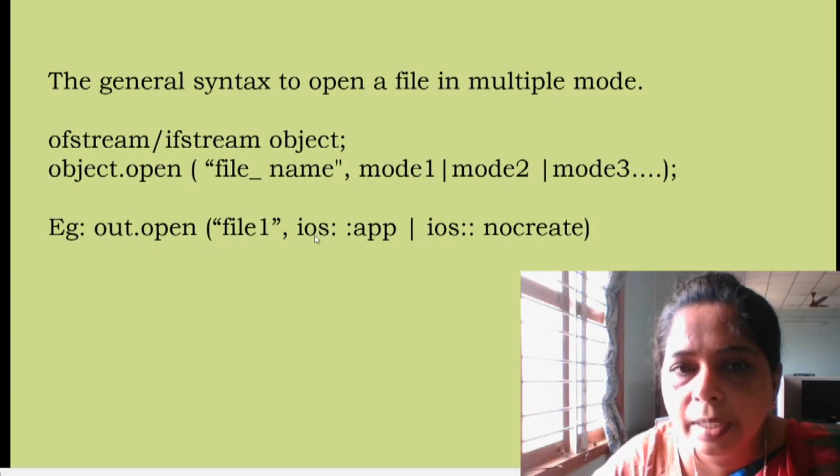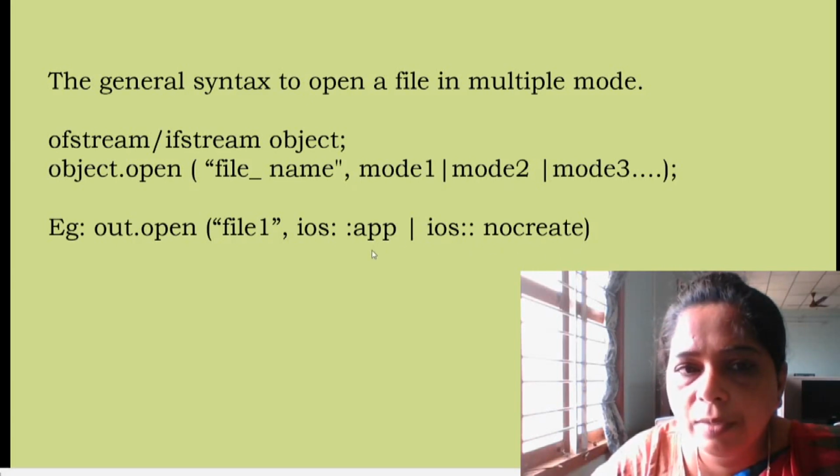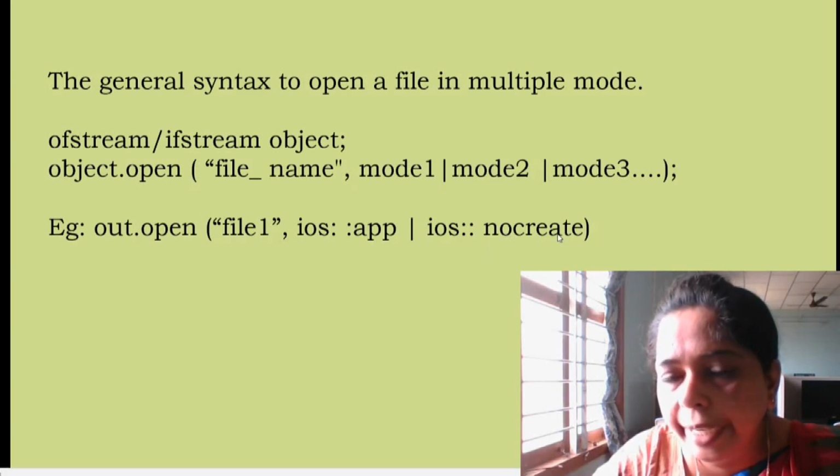For example, out is an object, open("file1", ios::app | ios::nocreate). That means the file will be opened in append mode as well as in nocreate mode. That is, if the file is present, it will be opened, otherwise it won't be creating a new file.